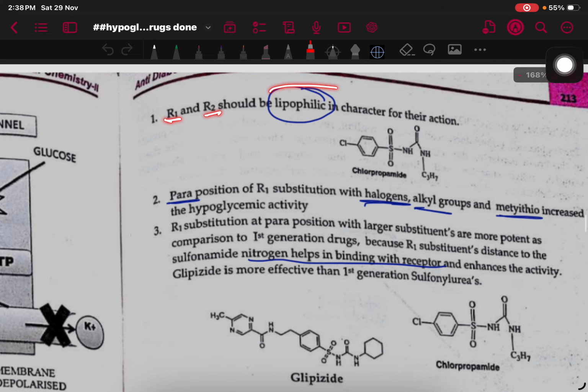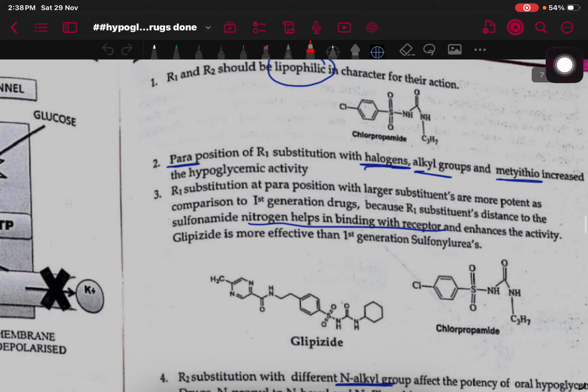R1 and R2 should be lipophilic in character for their action. When we have a lipophilic group, it means that we need to transfer it across the cell membrane, and if it is able to go into the cell, then it will bind to the receptors. Para position of R1 substitution should have a halogen, like chlorpropamide, or an alkyl group in tolbutamide, or methyl to increase the hypoglycemic activity. R1 substitution at the para position with larger substituents are more potent.